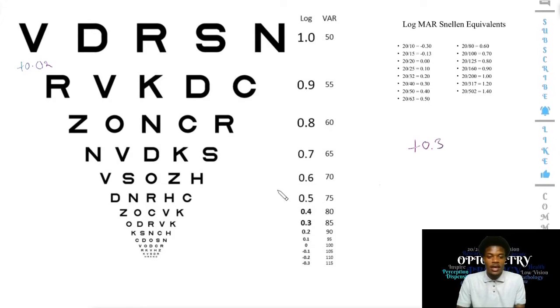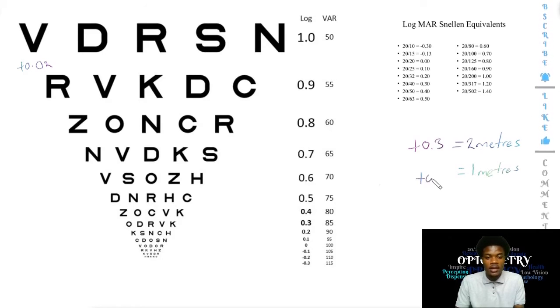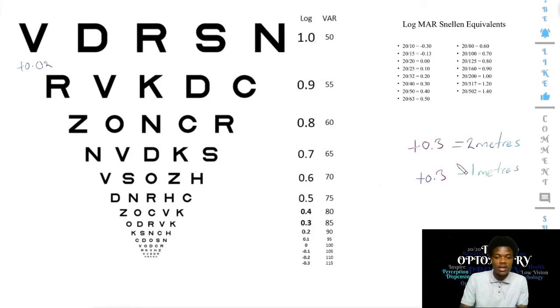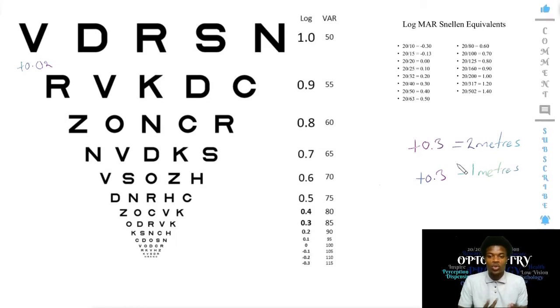And again, let's say this is when we brought it up to 2 meters. If we bring it up another half, so it will be at 1 meter, we need to add 0.3 again. So every time we bring up that chart to half of its distance, we need to add 0.3. So 2 things to note, especially for the LogMAR: add 0.3 whenever you halve, or bring up the chart by half of whatever distance it's supposed to be at.